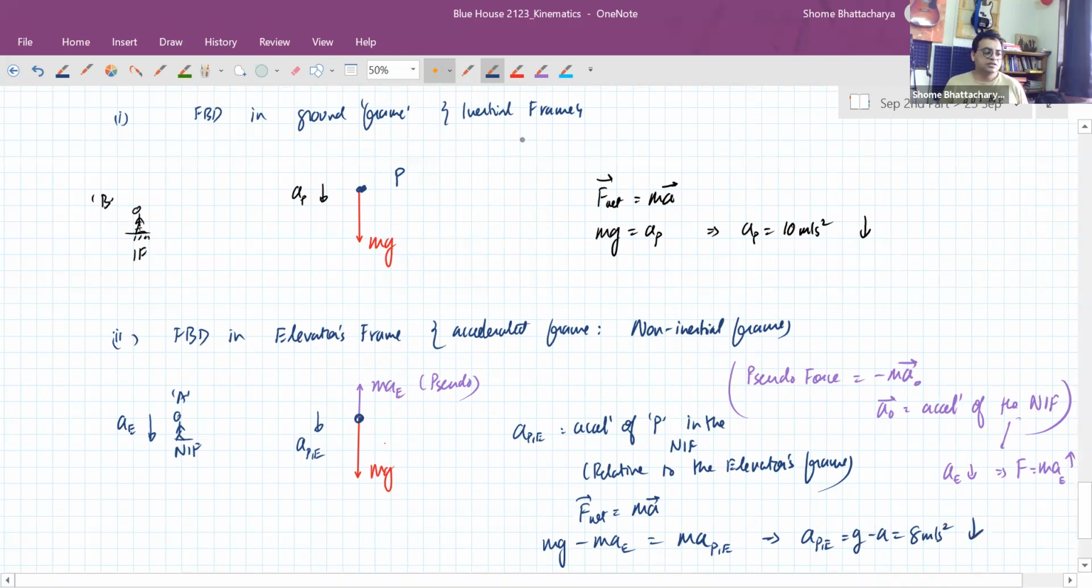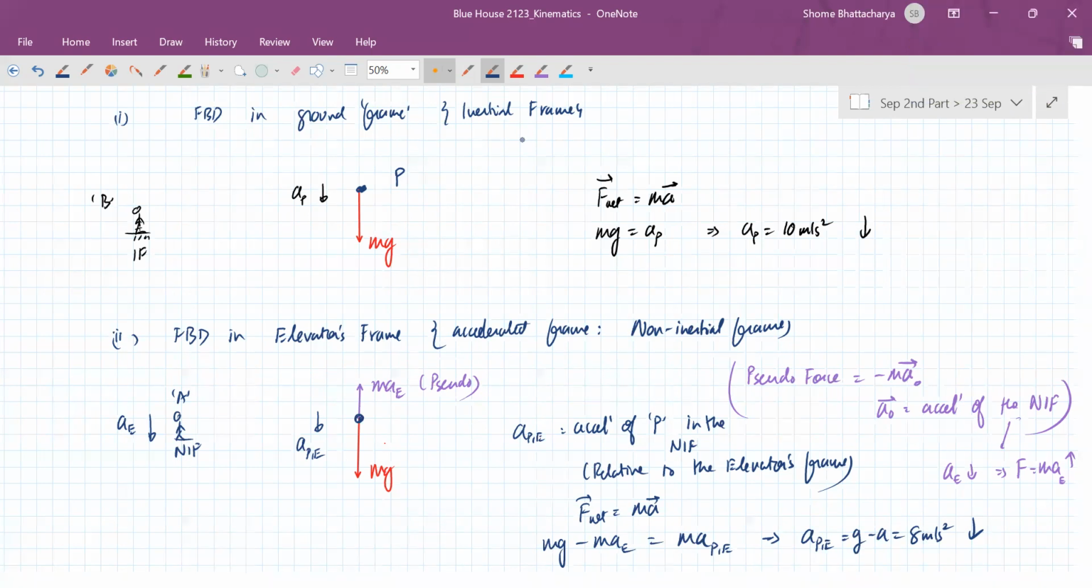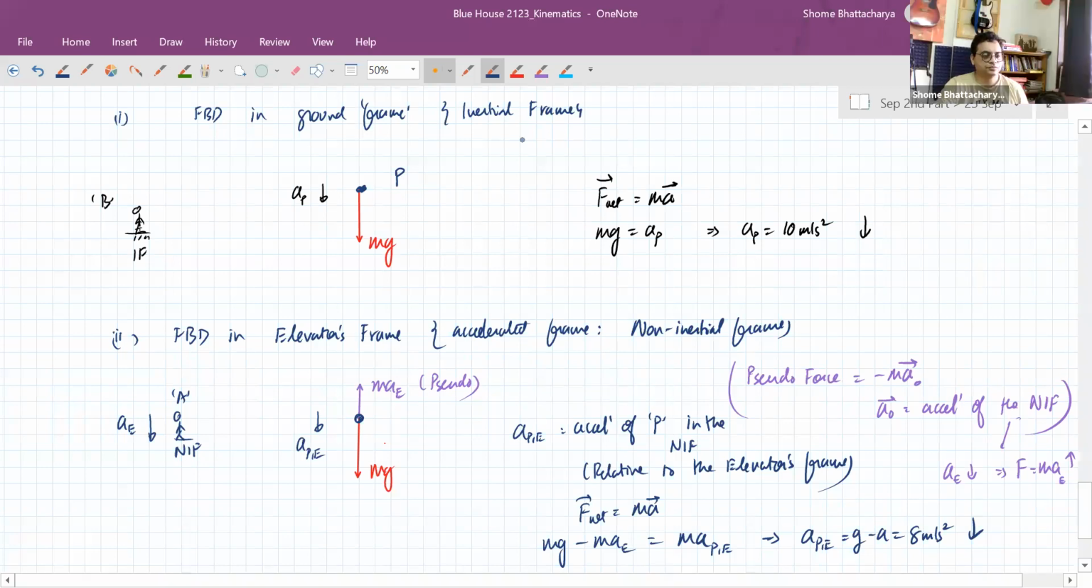Okay. So this thing which I've shown in a one-dimensional case over here, that is a straight line motion case, we can also show it in general vector format. Okay. So hopefully this should also give you a good understanding of the pseudo force concept.